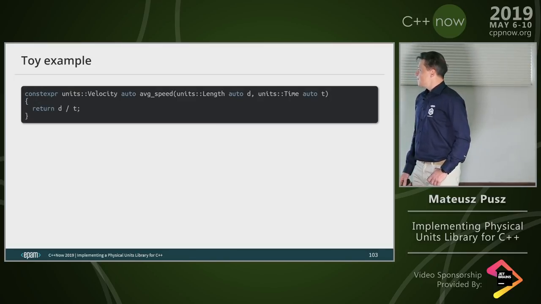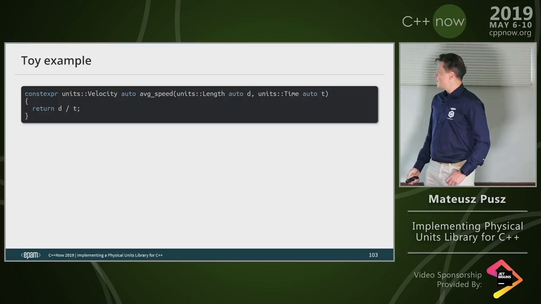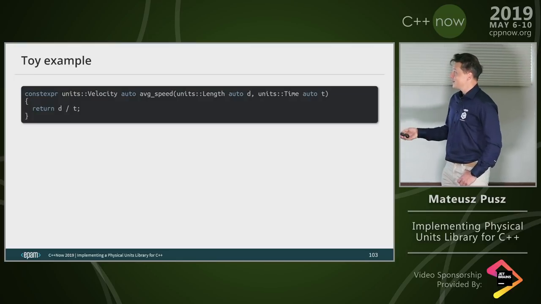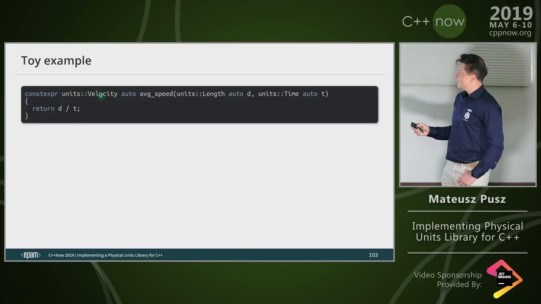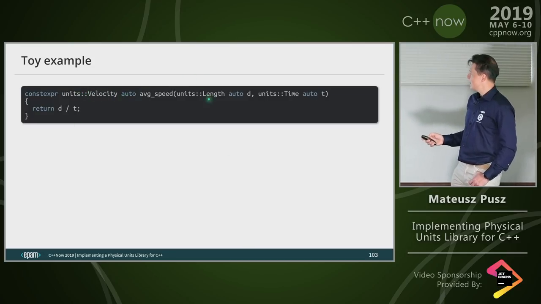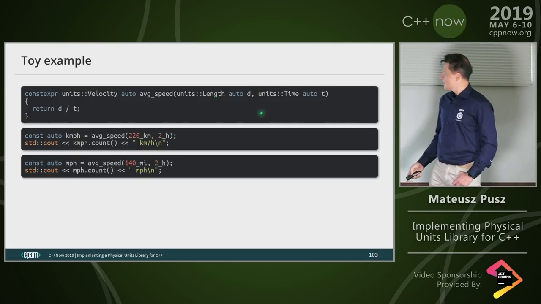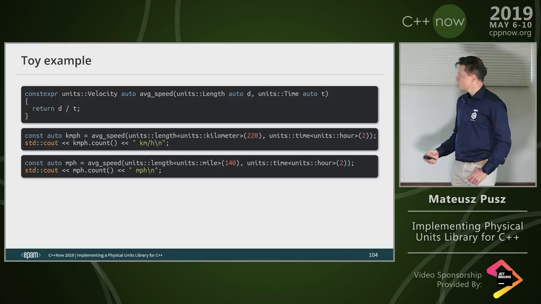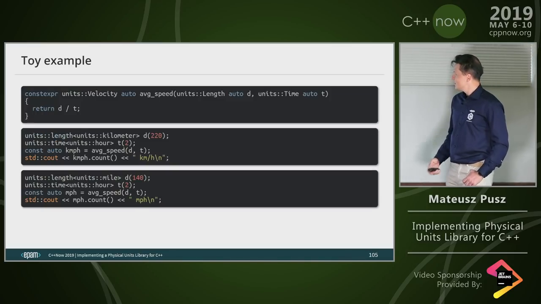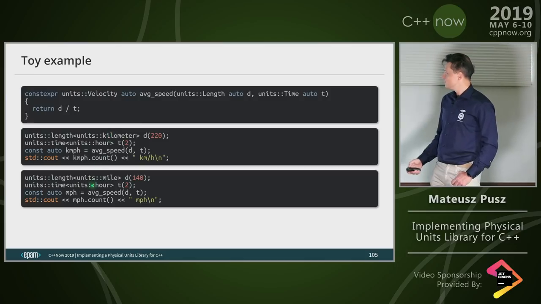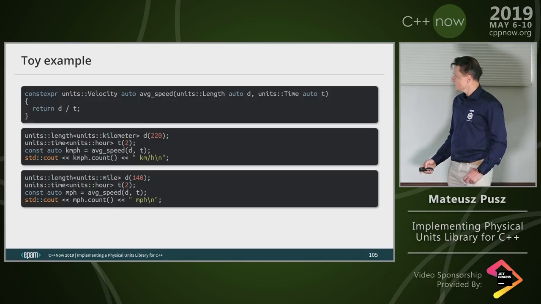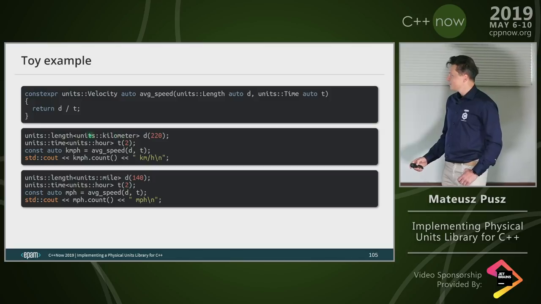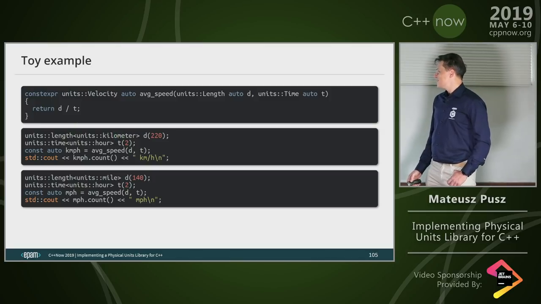So let's see how this toy example can be implemented with our library. You probably already know, but I have to provide it because I provided this for two other libraries. So you have this velocity concept returned from our average speed, length, time, and that's all with UDLs, with arguments, and variables. So you put unit length of kilometer. And I think that's better than saying kilometers 220.